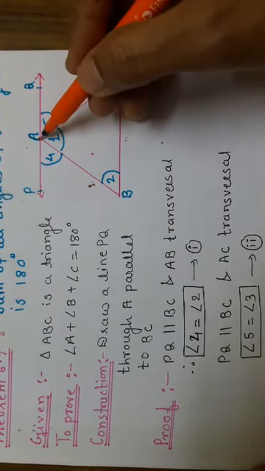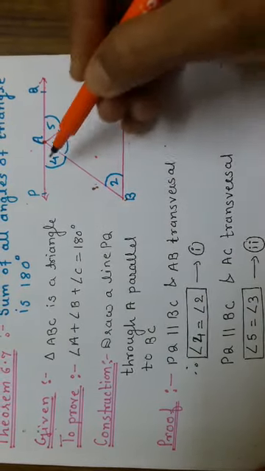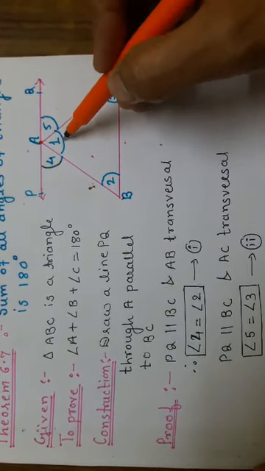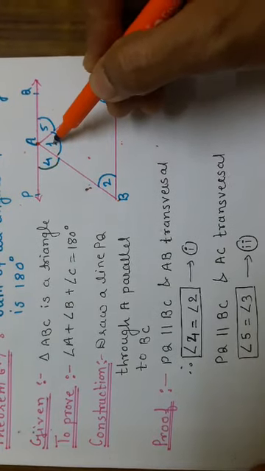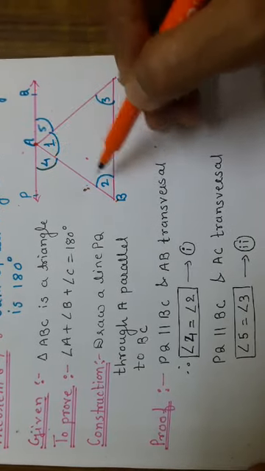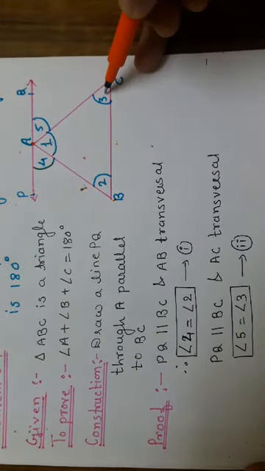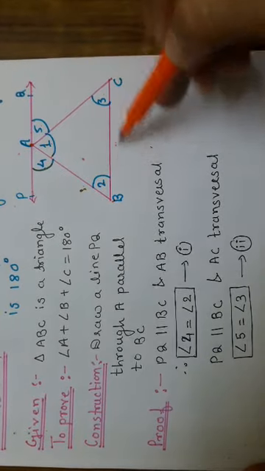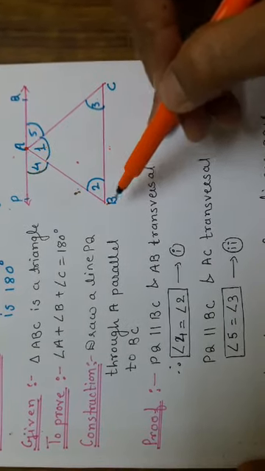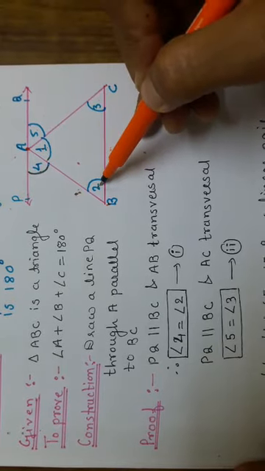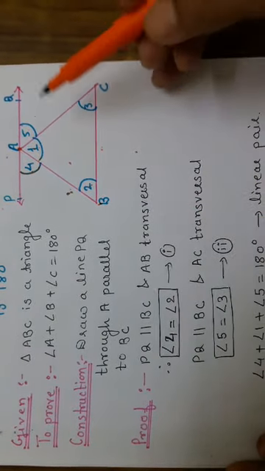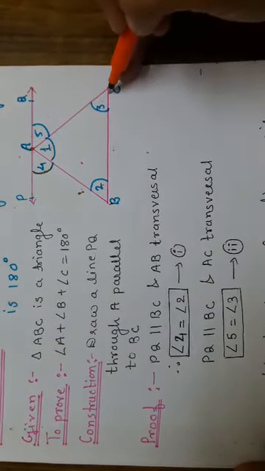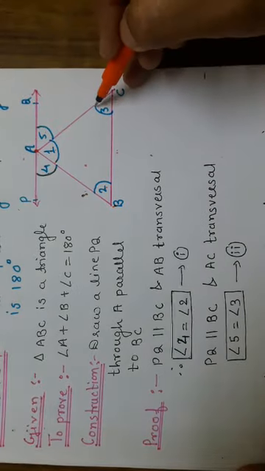That's why, if AB is a transversal, then angle 4, and here maybe you are finding in the figure, I denoted angle A as angle 1, angle B as angle 2, angle C as angle 3, and this is angle 4 and this is angle 5. Since PQ is parallel to BC and AB is a transversal, angle 4 is equal to angle 2, alternate angles. Again PQ is parallel to BC, but now AC is a transversal, so angle 5 is equal to angle 3.